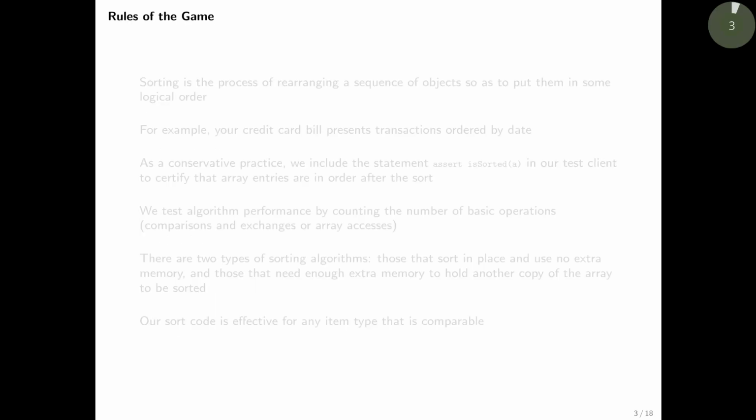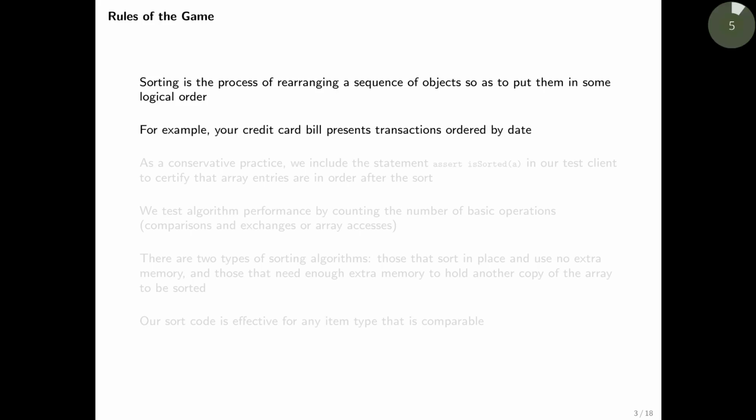Okay. So let's first start with some rules of the game. First of all, what is this problem of sorting? Well, it's the process of rearranging a given sequence of objects so as to put them in some logical order. So you're given a collection of objects and you're asked to put it in some order. So that's the problem of sorting. So for example, your credit card bill typically presents transactions ordered by date. So the transactions there are sorted by date.